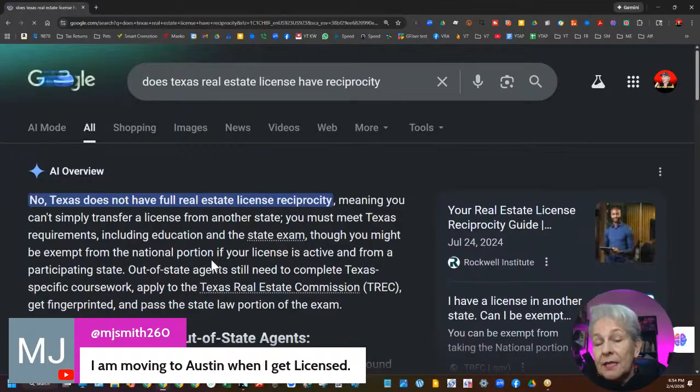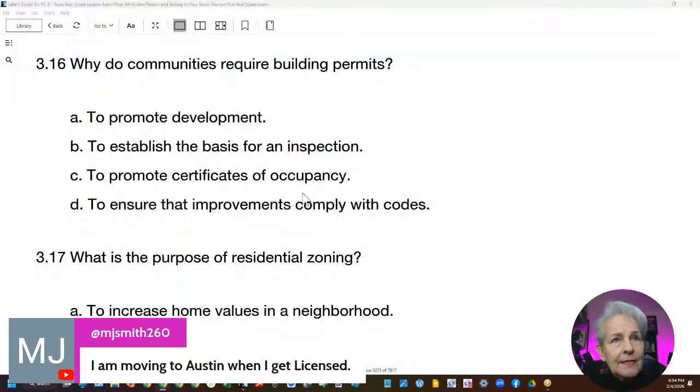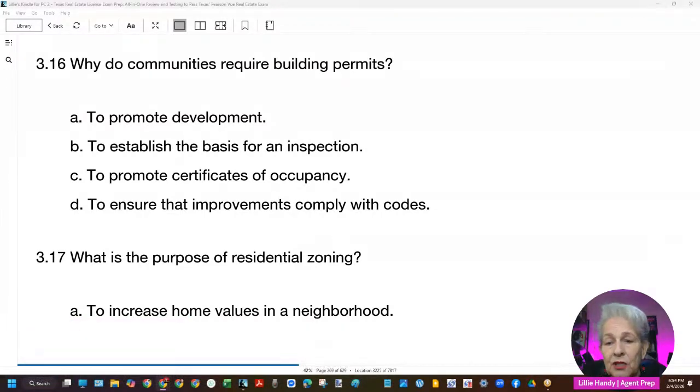So MJ, when you pass the national and you get your license in North Dakota, you don't have to take the national exam again. However, when you move to Texas, just like I did, you'll have to take all the courses again in Texas, and only take the Texas exam. Excellent question. Yeah, oh darn is right. When I moved here from Oregon, I had to do the same thing. I had to take the Texas state exam.